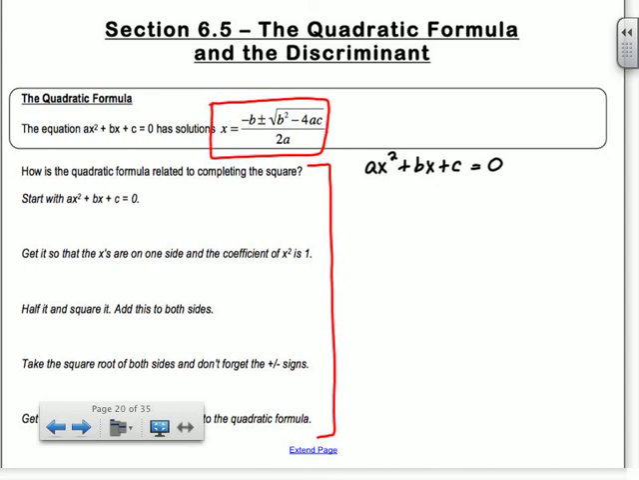So when I complete the square, I want all of my x's to be on one side and the number on the other side. So I'd have ax squared plus bx equals negative c. And I don't like that a being out front. I always divide by whatever that number is, so I'm going to divide both sides by a. So already I have x squared plus b over a x equals negative c over a.